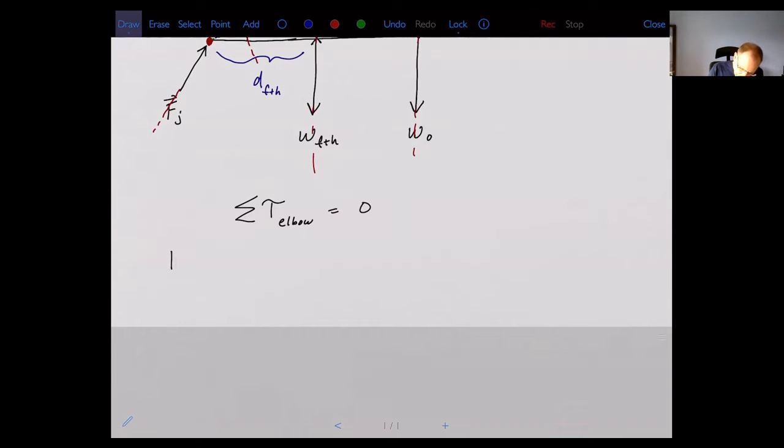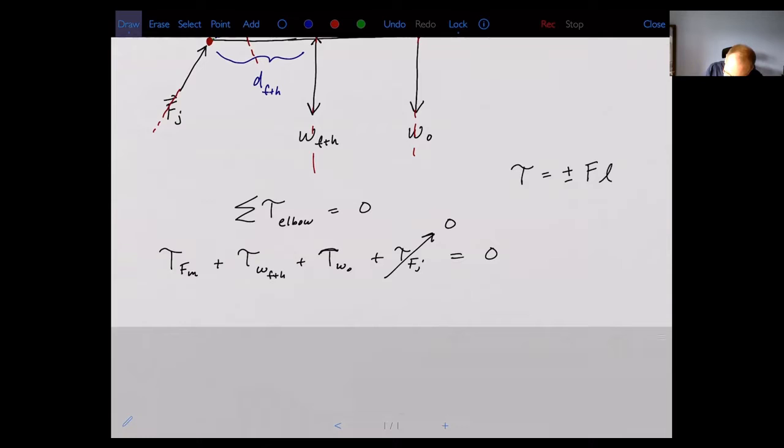So I have a torque due to the muscle force, plus a torque due to the weight of the forearm and hand, plus a torque due to the weight of the object, plus a torque due to the joint force. That's going to equal 0. And we already know, because the joint force passes right through the elbow joint, this is going to be 0 itself. Remember, just to remind you from the previous lecture, the torque is either going to be positive or negative, and it's the magnitude of the force times the moment arm.